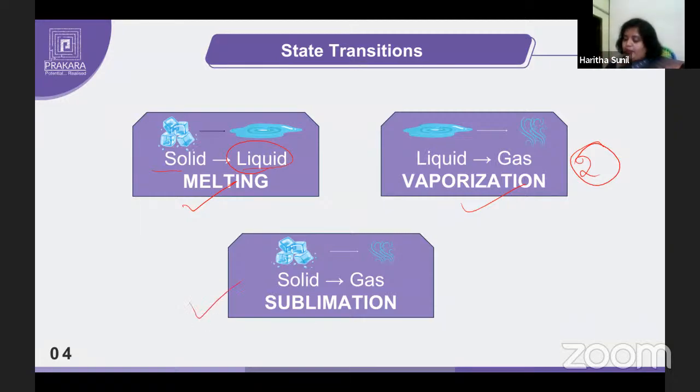And then solid to gas is called sublimation. Okay. The direct transition of a solid into gas is called sublimation. There is no mediator here. We don't have solid to liquid, then liquid to gas. Directly from solid to gas, we have it. It is called sublimation.